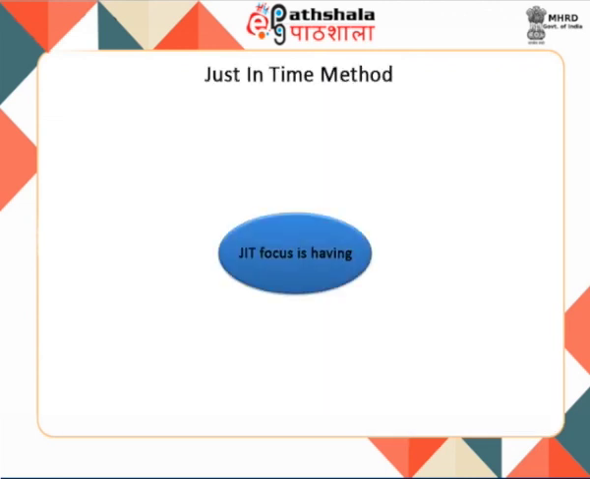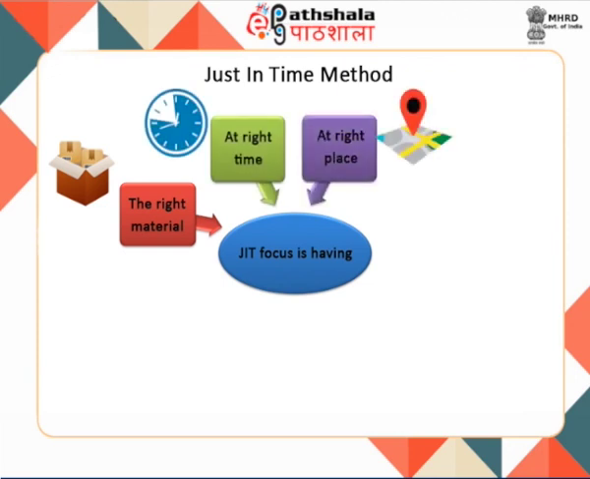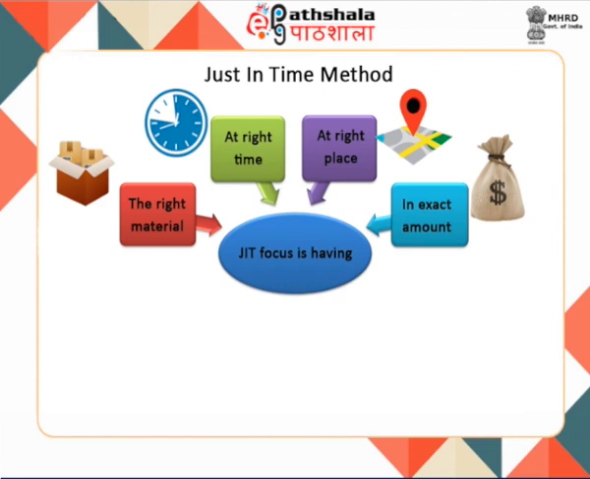The just-in-time, commonly known as JIT, inventory system's focus is having the right material at the right time, at the right place, and in the exact amount, without the safety net of inventory. The JIT system has broad implications for a company using it. Just in time is a production strategy that strives to improve a business's return on investment by reducing in-process inventory and associated carrying costs.